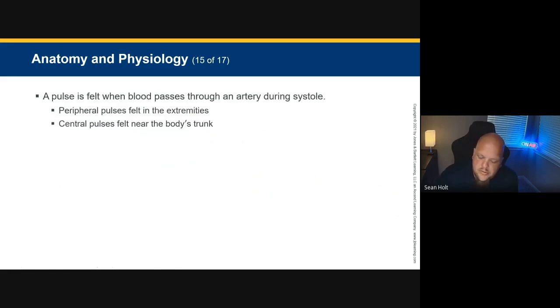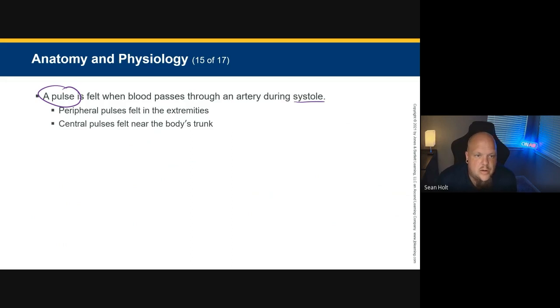Now we know what a pulse is. That's going to be during systole or immediately after systole of the heart or the ventricles, right? Contraction of the ventricles causes a pulse in the extremities, in the neck for our carotid, or a femoral pulse in our inguinal area, right? The crevice of our leg and our stomach where they meet.